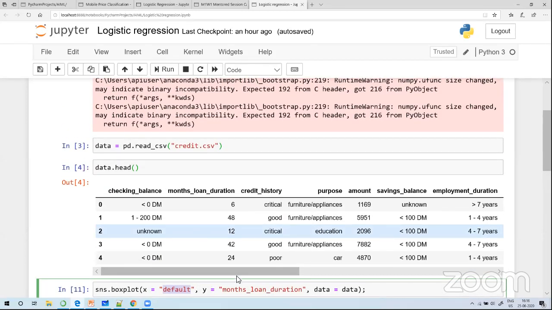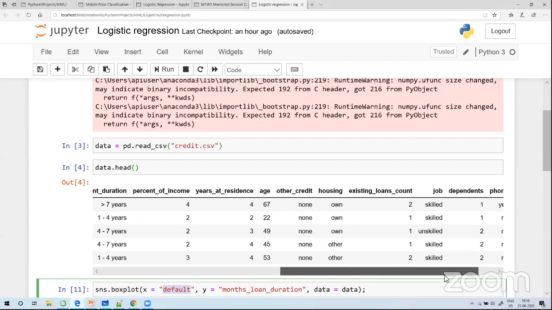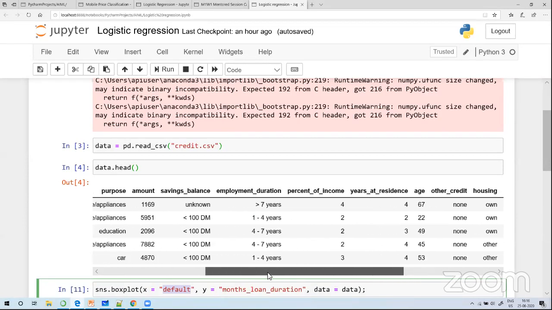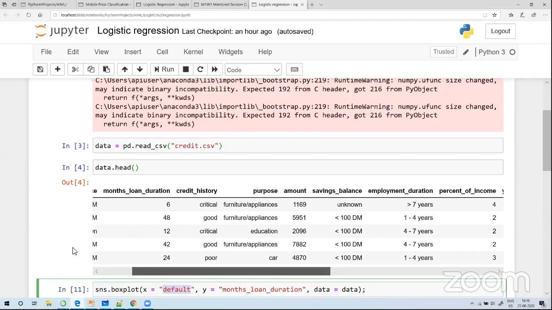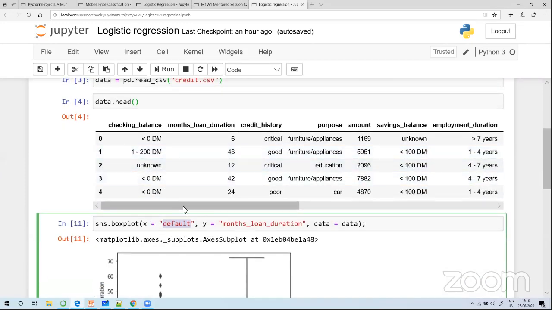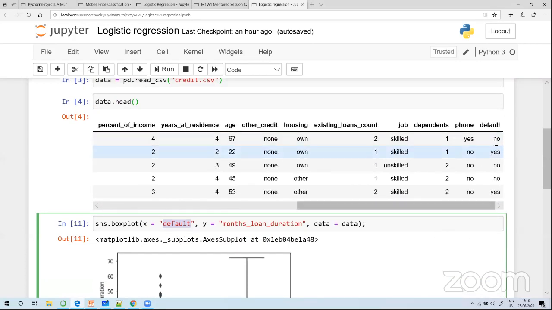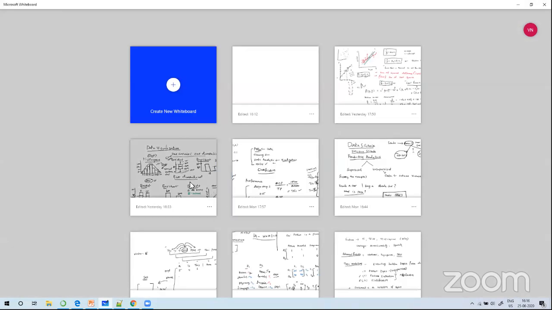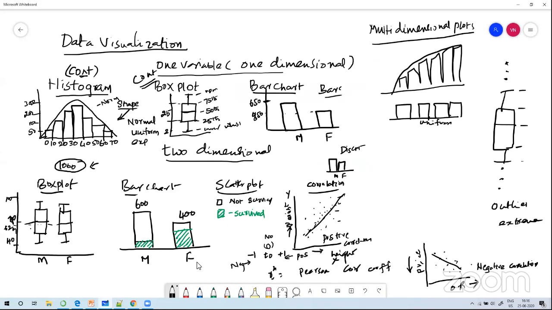Now let's try to understand the relationship between a discrete variable and our target variable. Let's take this for example here, checking underscore balance. It's a discrete variable and we are going to compare and see if there is a relationship between default or not. Two discrete variables. So what should be the graph for two discrete variables? If you remember our graph section, two discrete variables, this is a bar chart that we have used.